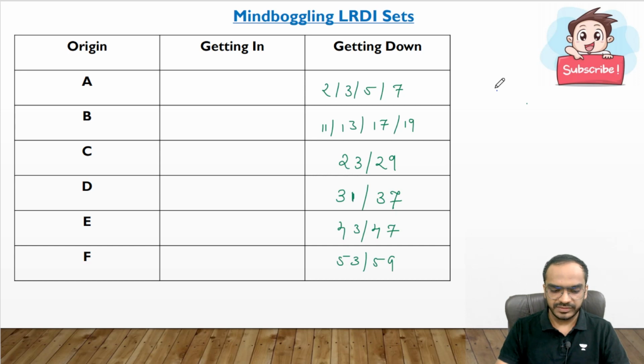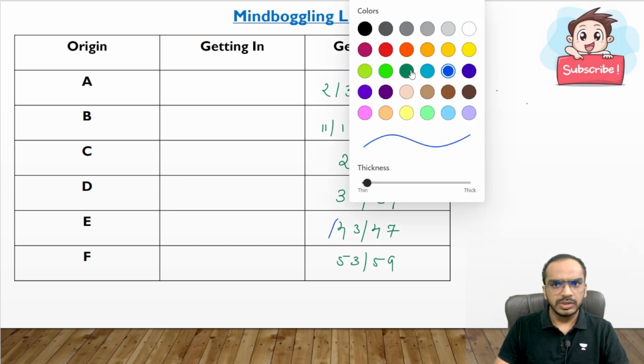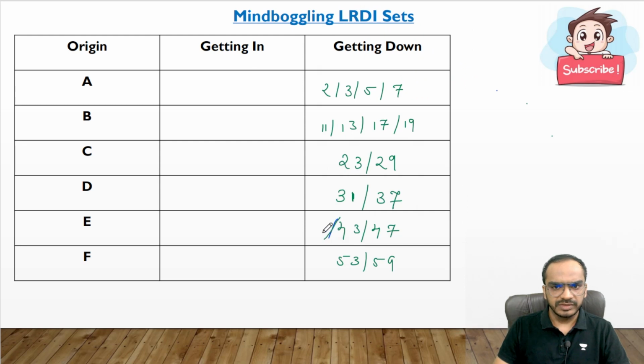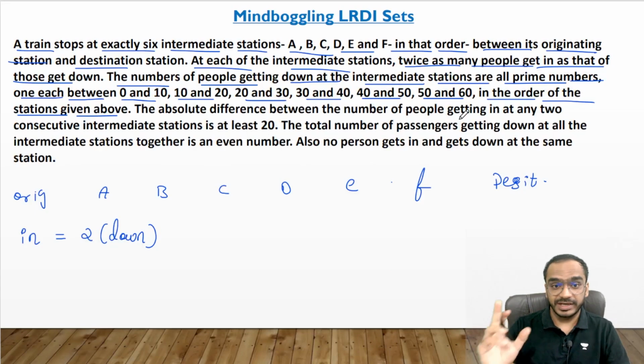Any prime that is left? Between 40 to 50 we can also get 41. 41 is also a possibility. Anything else that is left? 31 and 37 are done. 23 and 29 are done. 53 and 59 are done. So these can be the number of people getting down, to remember.